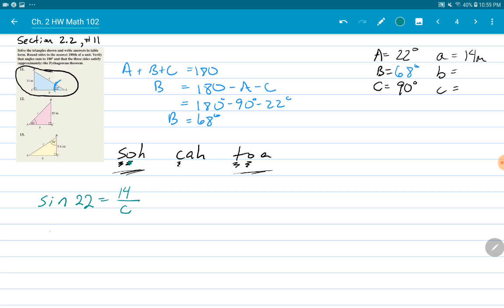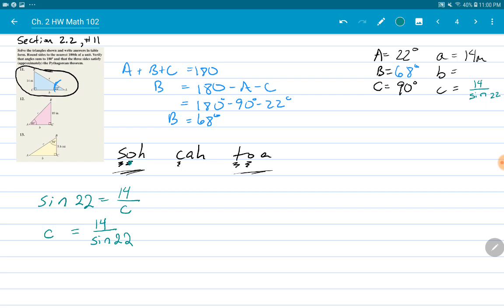So this will help me solve for C. If I multiply both sides by C, and then divide by sine of 22, I get C equals 14 over sine of 22. That would be a final answer if you don't have a calculator. So I will leave it in that form for right now because that would be the form that I would expect on a test.